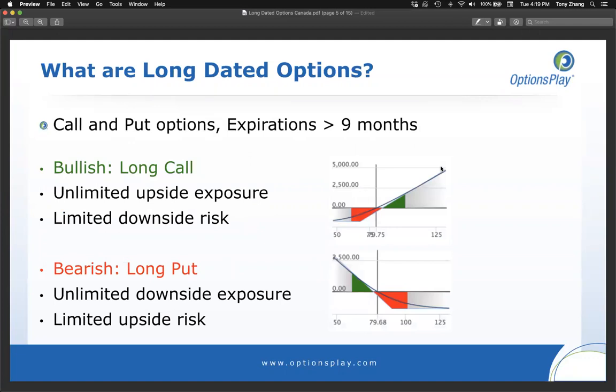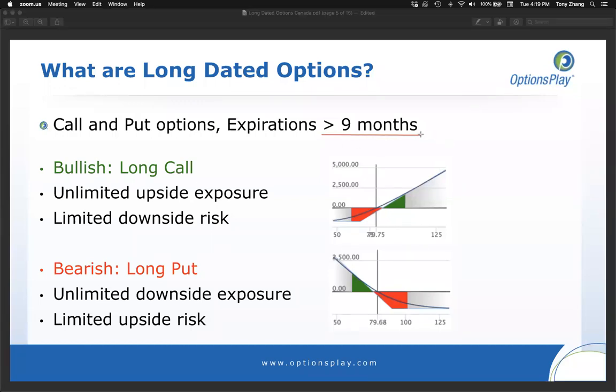So we're going to start off by talking about what long dated options are. Now, if you've ever learned about a call or a put, then you technically already know what a long dated option is. A long dated option is simply a call or a put option that expires greater than 9 months from today.